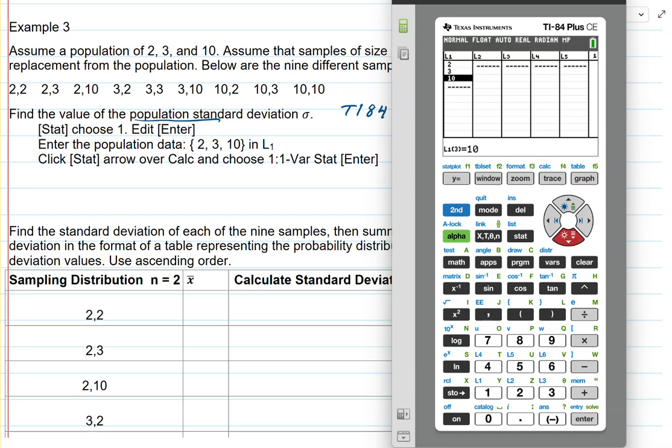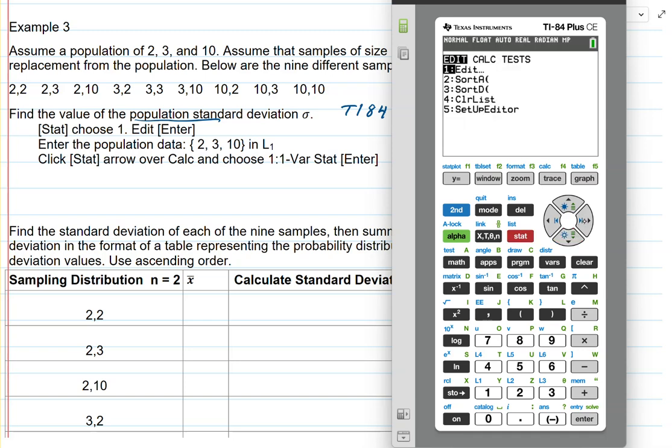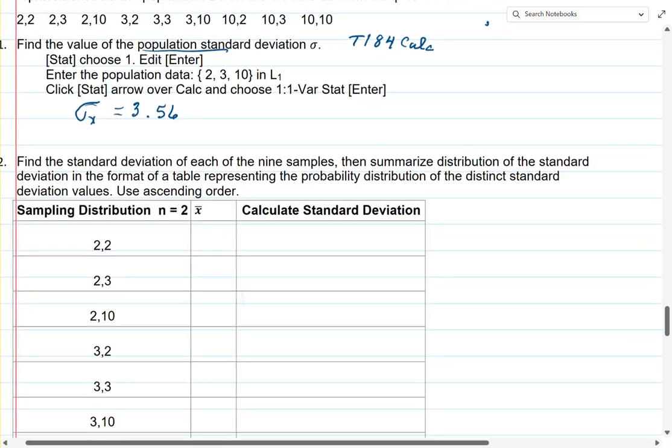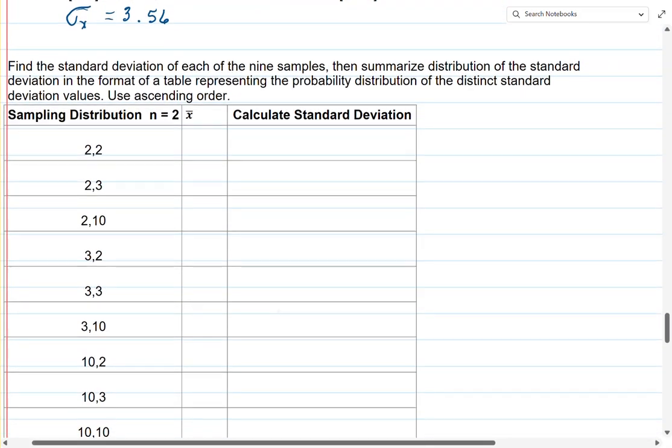I want to give the calculator a command to give me the standard deviation. So I'm going to go Stat, arrow over to Calc, and choose number 1, the 1 variable stat. And because it's population, we want the standard deviation of x, which is 3.56. So now we have that done. We're going to now find the standard deviation of each of them.